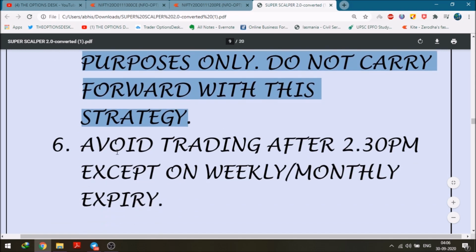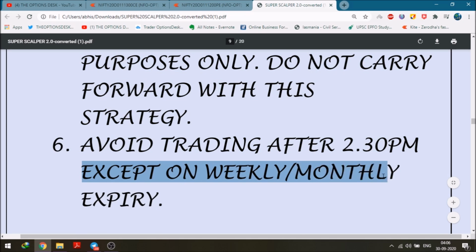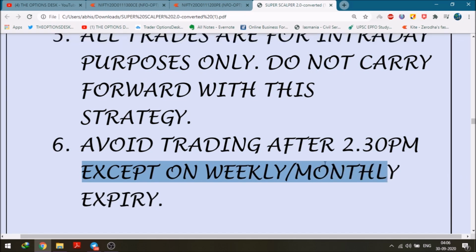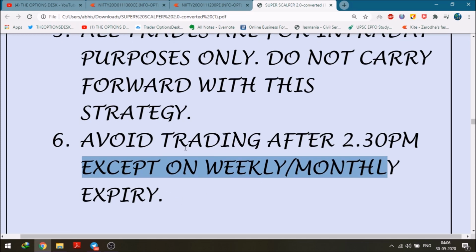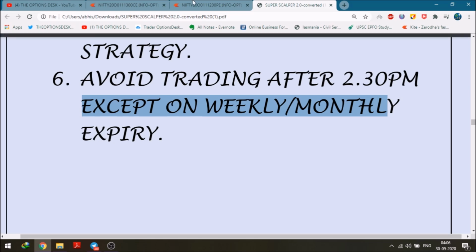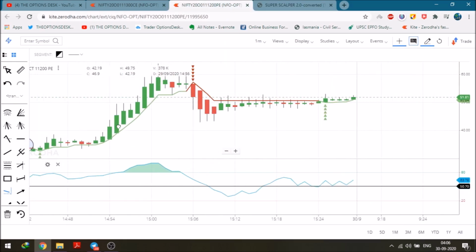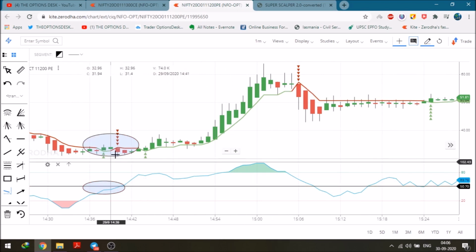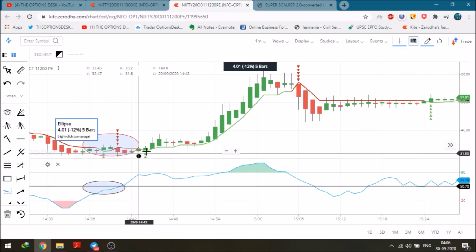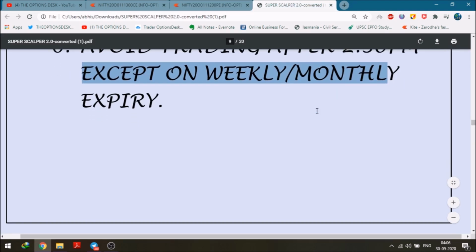Avoid trading after 2:30 p.m., except on the weekly or monthly expiry. That is, at the weekly expiry of the options, you can trade after 2 p.m. or 2:30 p.m. Even I trade till 3 or 3:15. But otherwise I just avoid it, though you can trade if you want. For example, there was a move here in the 11,200 put option after 2:30, which began at 2:42, and then it went higher. You can trade, but I mostly avoid it because the volatility doesn't happen at this time.